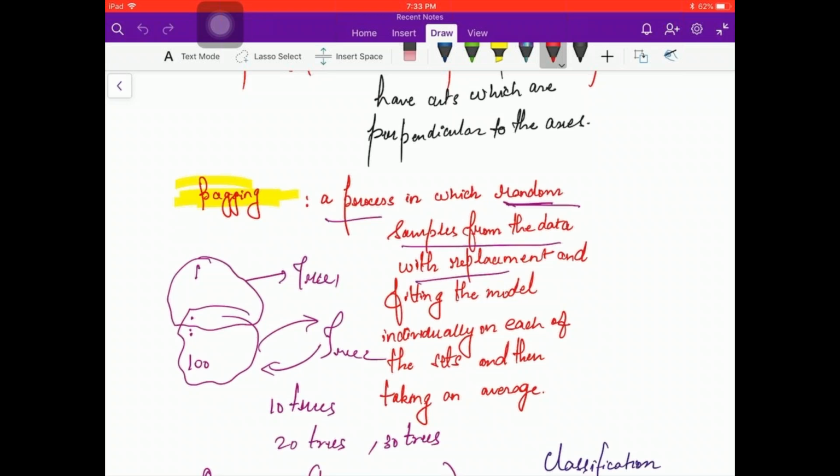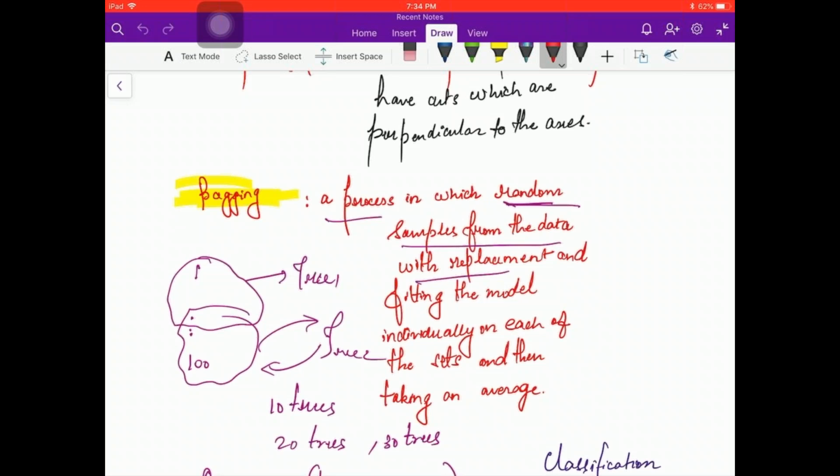So now you have learned decision tree. Now bagging is a process. You combine decision tree with bagging, and then you end up with a random forest model. So what is bagging? Let's understand. Bagging is a process in which random samples from the data with replacement are taken, and you fit a model on each of the sets individually and then take an average.